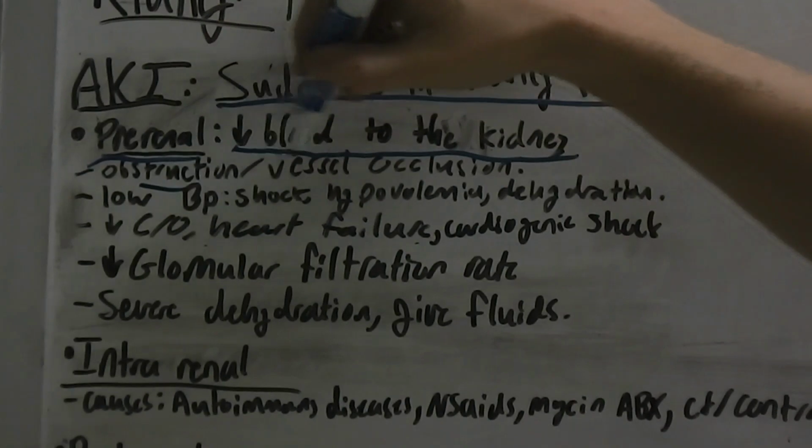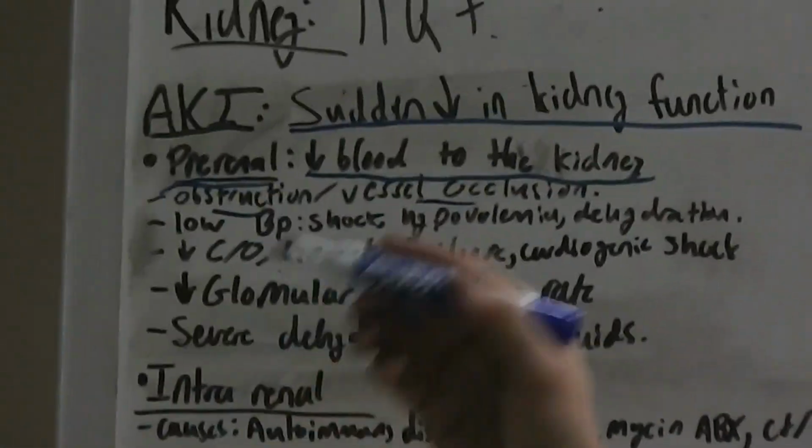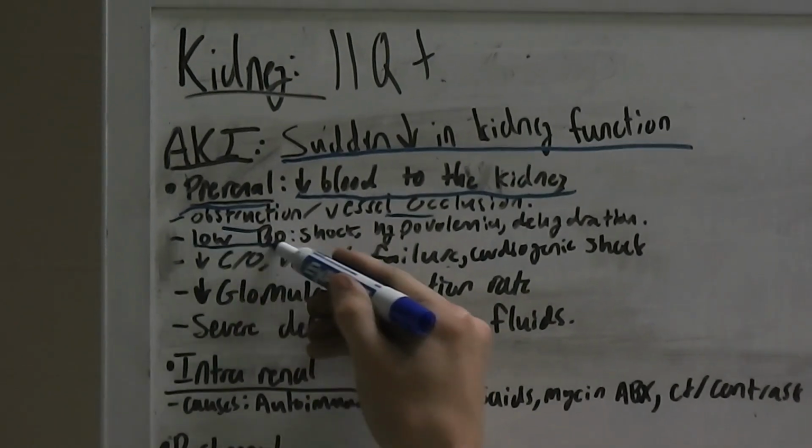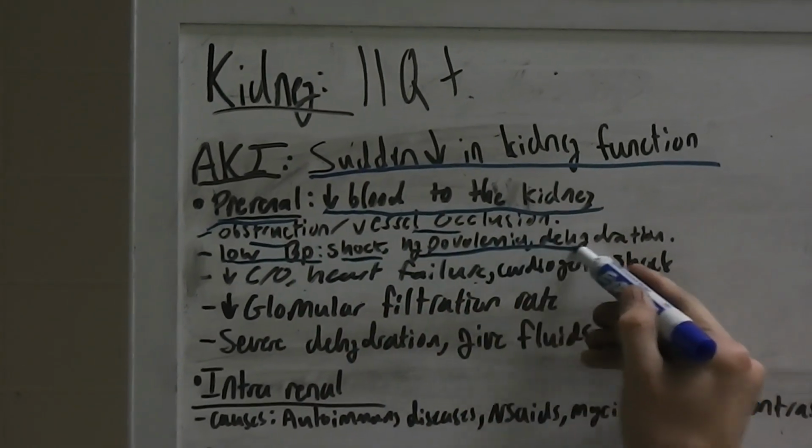It can be caused by an obstruction or vessel occlusion, according to the Saunders book. We're going to have a low BP, and we're going to have signs and symptoms of shock, like hypovolemia and dehydration.